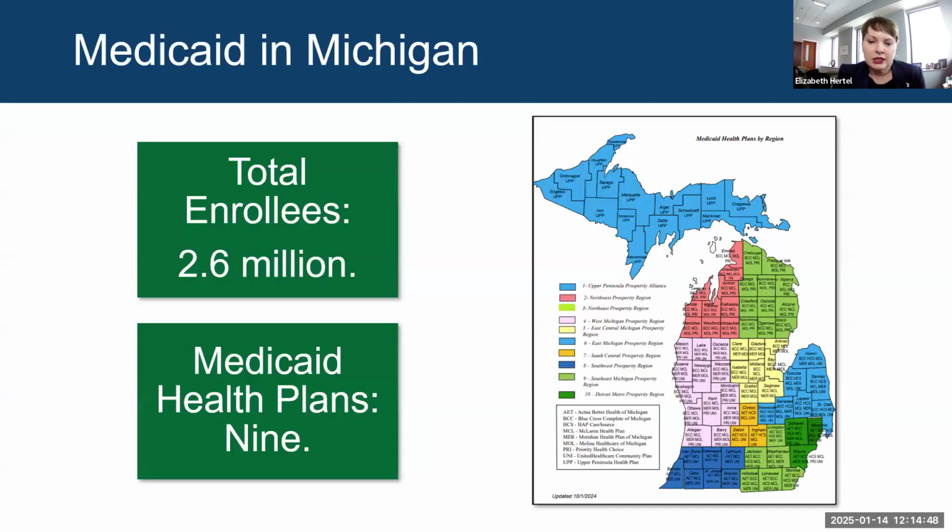Before I jump into any details on some of our community reinvestment initiatives, I thought it was important to just give you some context of the Medicaid program in Michigan. Between our traditional Medicaid and our Medicaid expansion, which is Healthy Michigan, we have around 2.6 million people in the state who are covered. That's about a quarter of our population here. Our beneficiaries receive their services through one of 9 Medicaid health plans, and we just awarded contracts for those beginning October 1st of 2024.